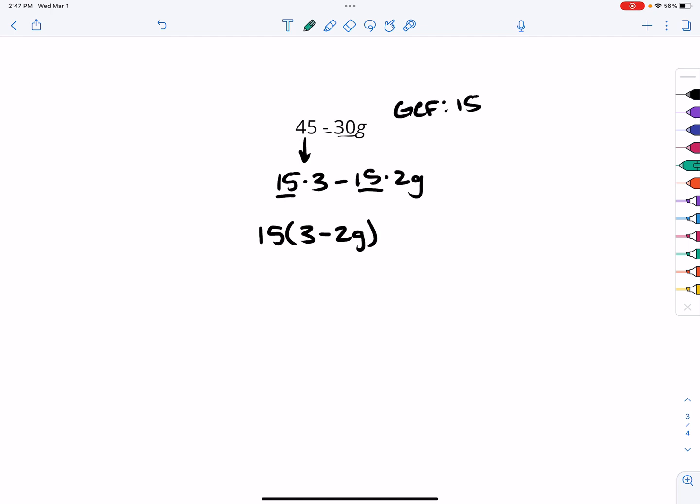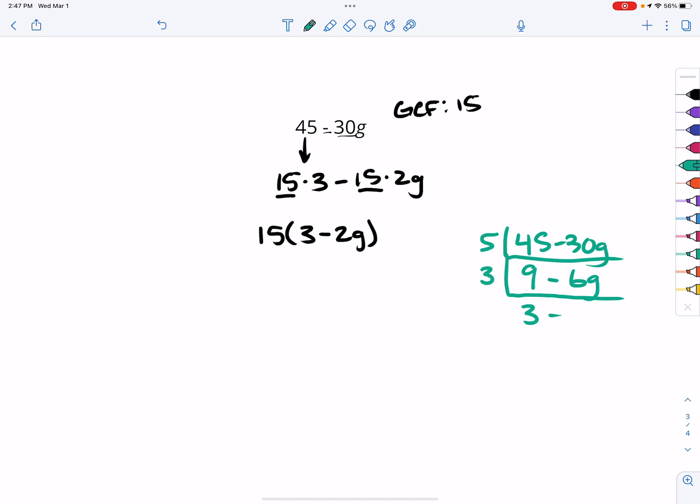Let's double check using the double ladder. 45 minus 30g. I'm going to start by pulling out a 5. So 45 divided by 5 is 9. 30 divided by 5 is 6. So 9 and 6, 3 is a factor of both of those. 9 divided by 3 is 3. 6 divided by 3 is 2. So I'm left with 3 minus 2g. And 5 times 3 is 15. So check it out. These are equivalent.